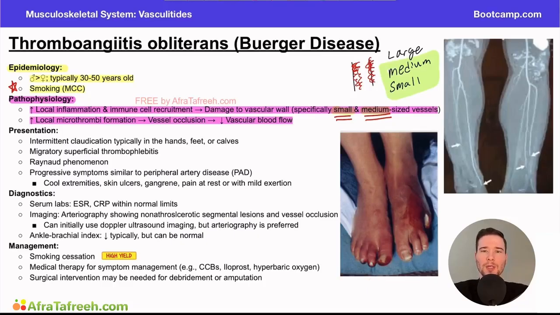So again, it's important to keep in mind the pathophysiology here because a lot of the vasculitis conditions have a very similar pathophysiology in how they work, how their mechanism leads to the clinical presentation. Speaking of presentation, let's move on to the next portion where we'll see that patients typically have intermittent claudication, often in the hands, feet, or the calves.